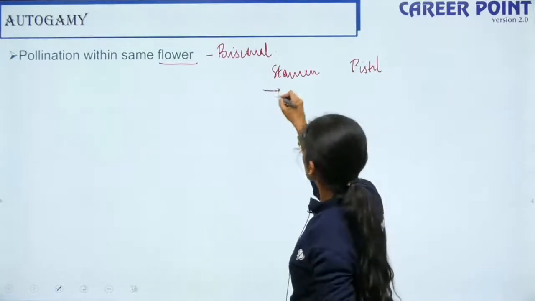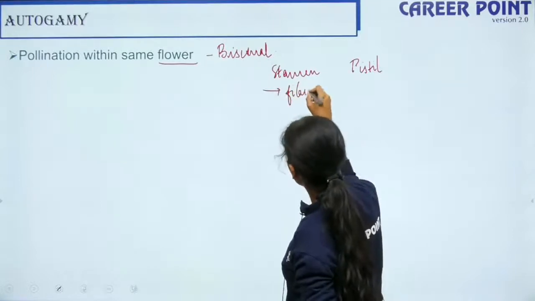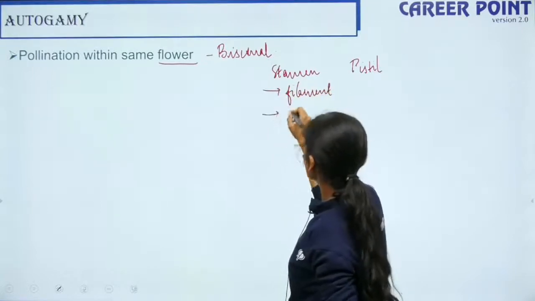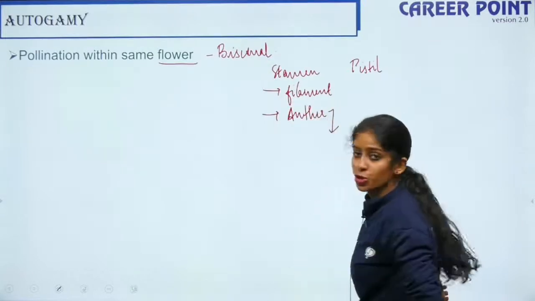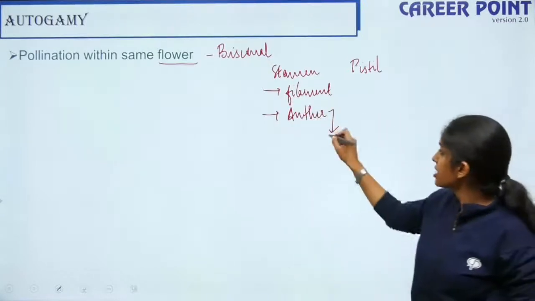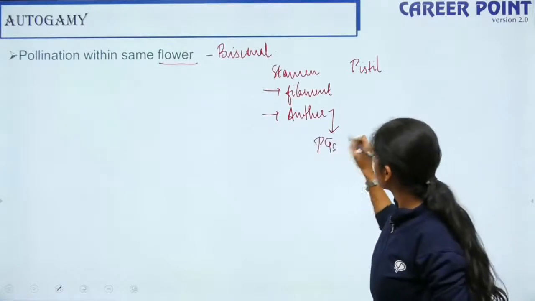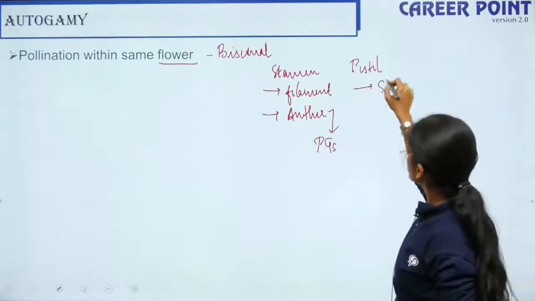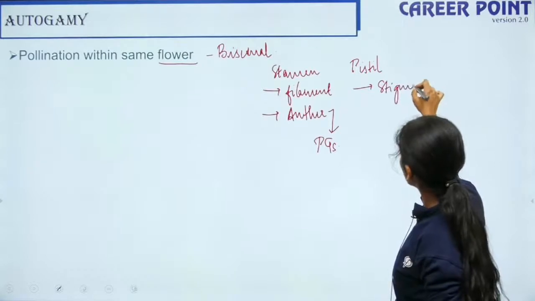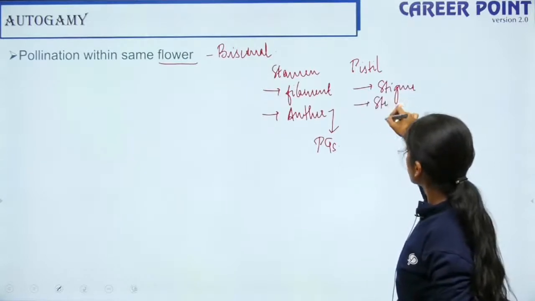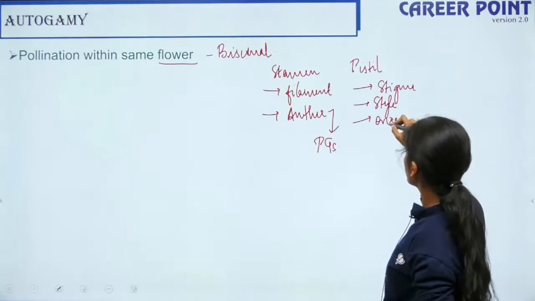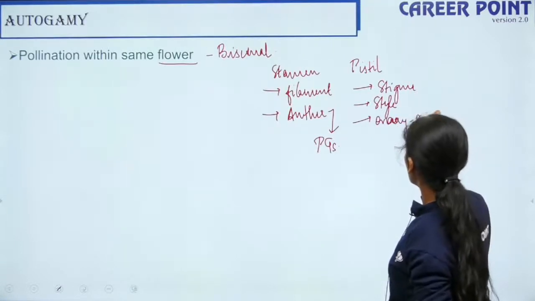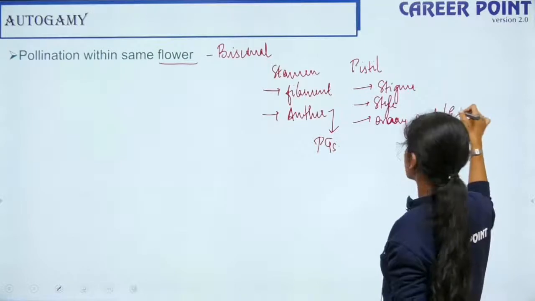A stamen consists of your filament and anther. Your anther consists of sporogenous tissue which will produce your pollen grains. Your pistil consists of your stigma, style and ovary. And inside your ovary you have your ovule, or your embryo sac.